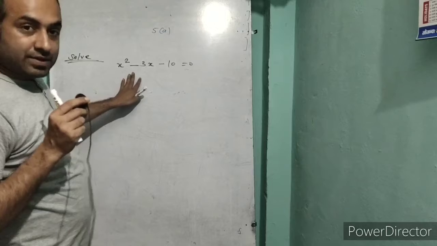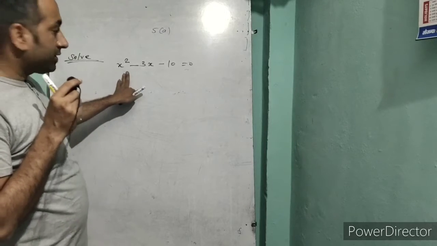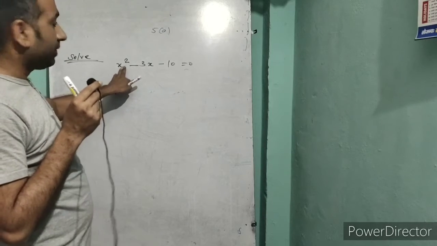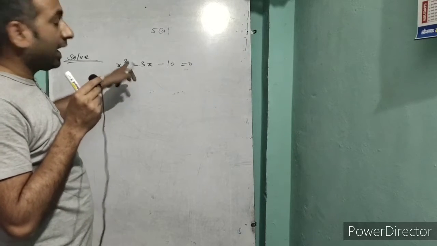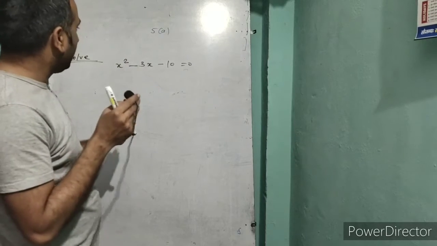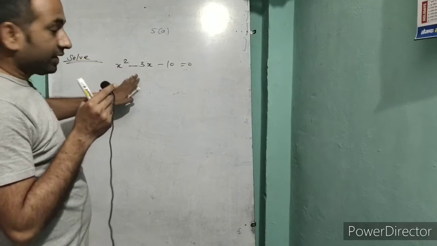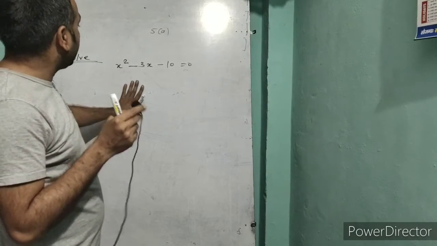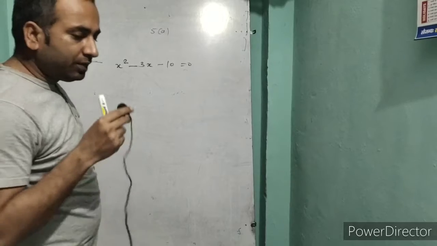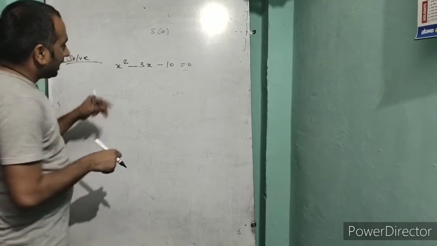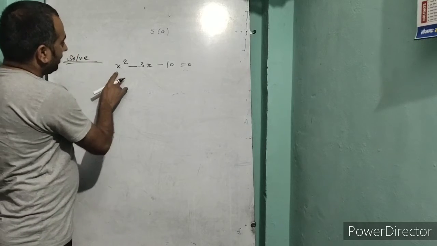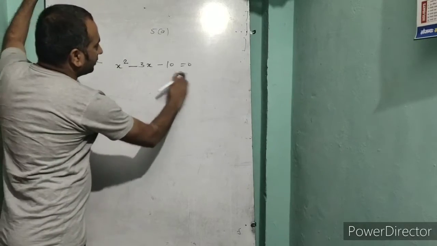It's a quadratic equation. Why is it a quadratic equation? Because the degree of the highest power of x is 2, so the highest power of the variable is 2. Because of this, it's a quadratic equation. And now I have to solve it. How will you solve it? See here.